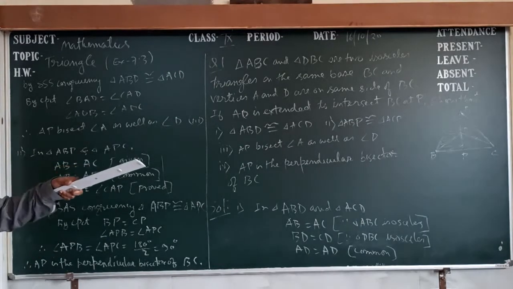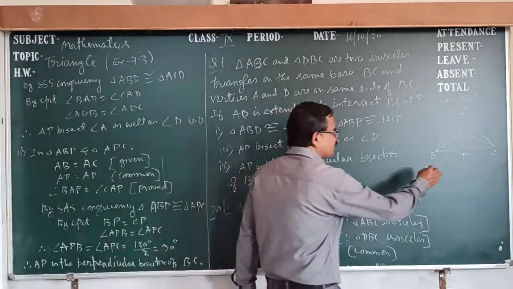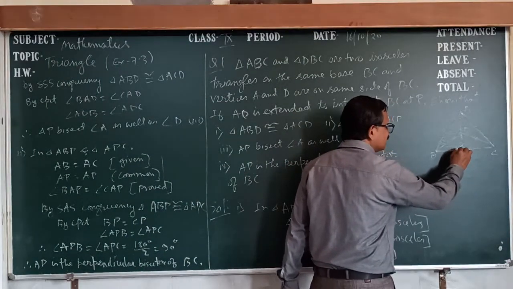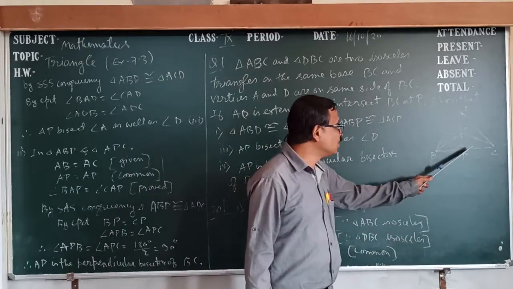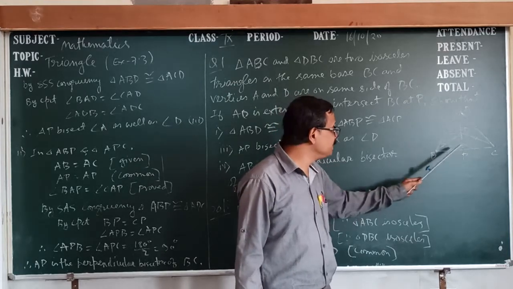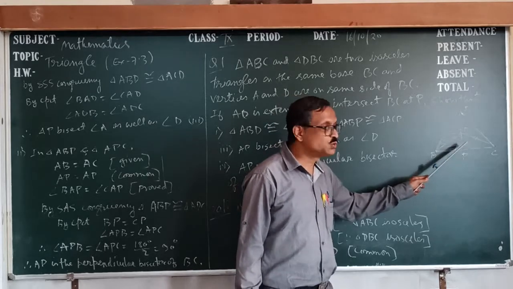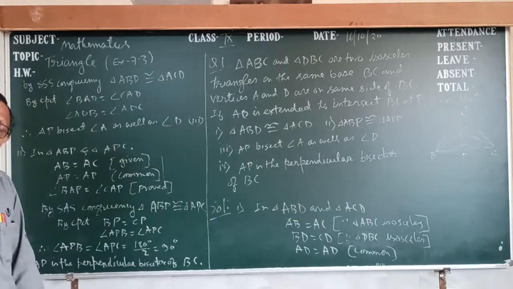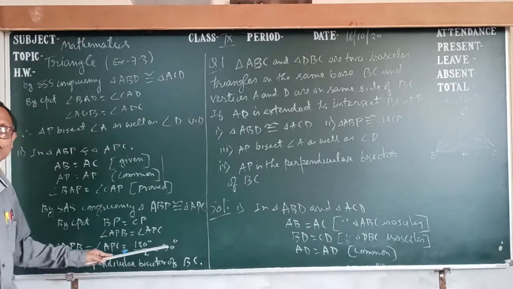But we know that BC is a line, so BPC is a straight line and this angle is 180 degrees. That is a straight line, a linear pair. The sum of these two angles is 180 degrees, and each of them is equal. So angle APB and angle APC will each be 180 degrees divided by 2, so 90 degrees.